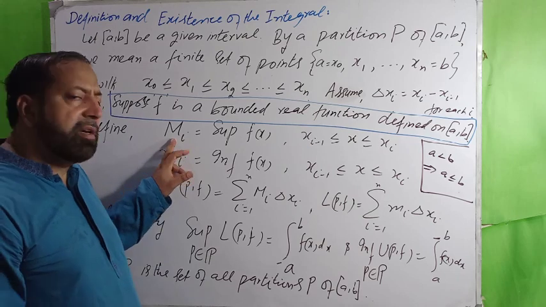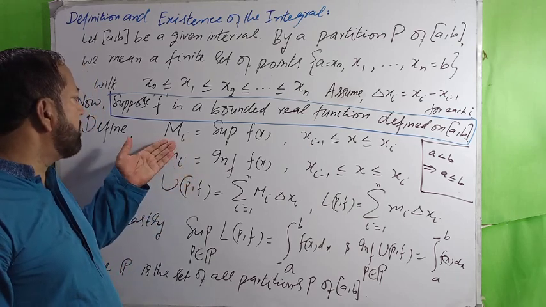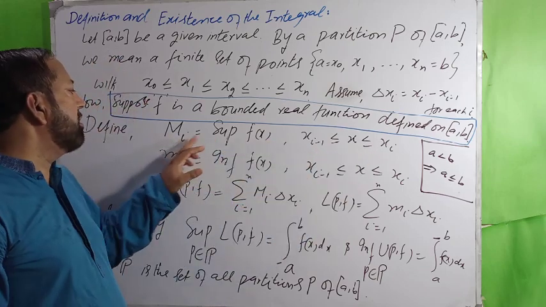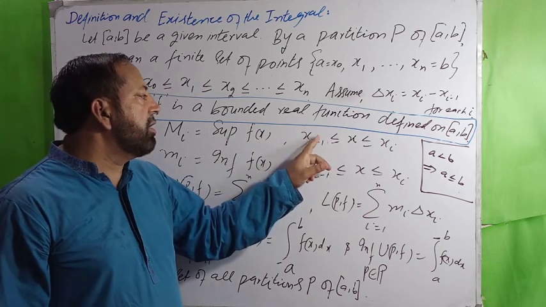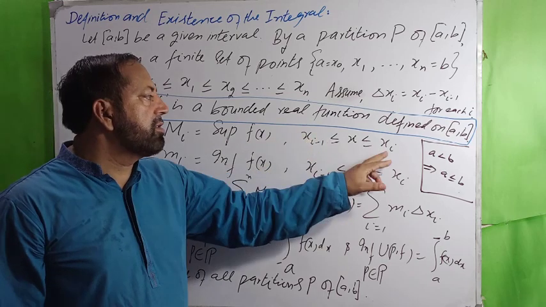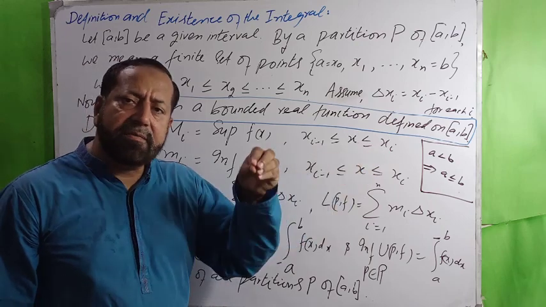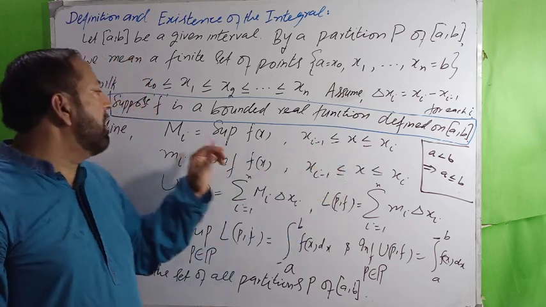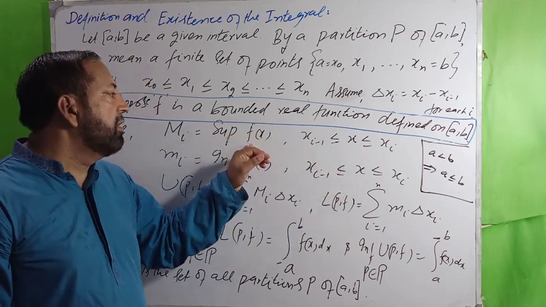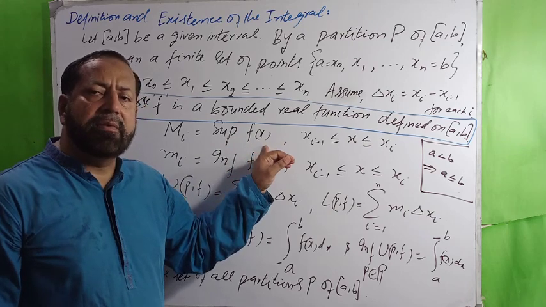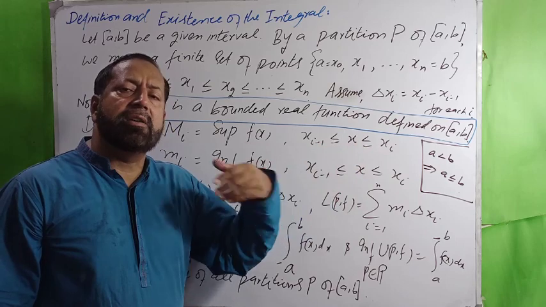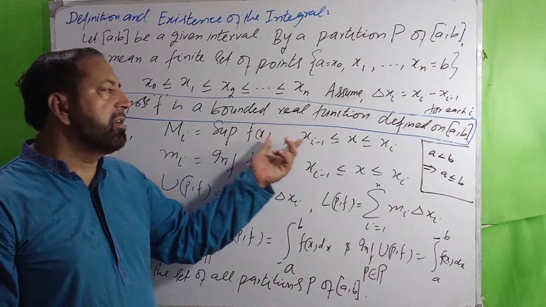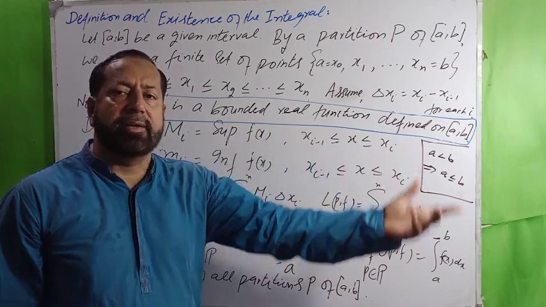Next, we let Mi be the sup of f(x) in the ith interval. This means that M1 is the supremum of the function in the first interval, from x0 to x1. M2 would be the sup of the f(x) values in the second interval, and so forth. Mi is in fact the supremum of your given function in the ith interval, for each i.